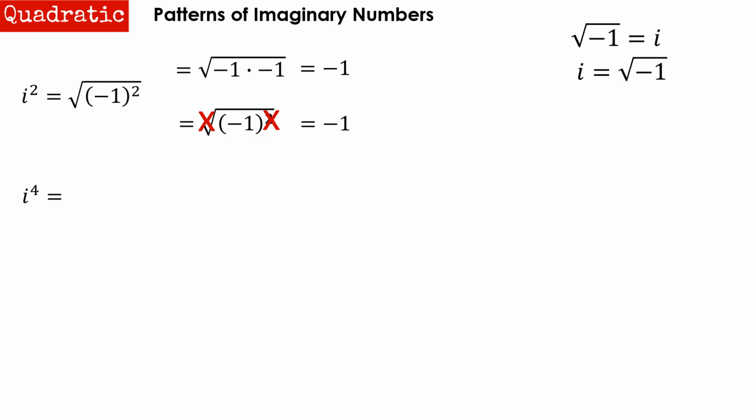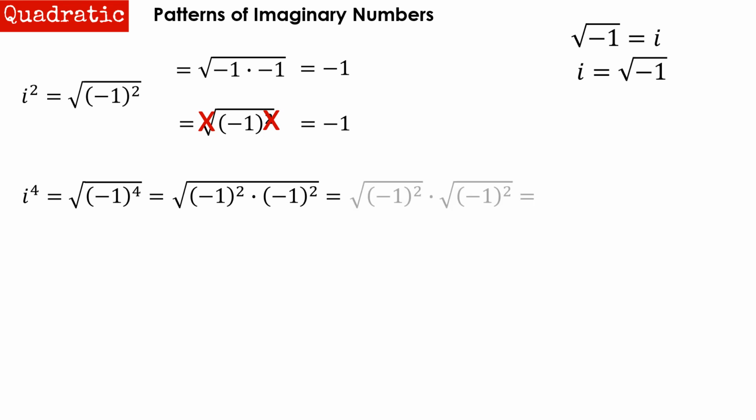Let's look at i to the 4th. That's the same thing as the square root of negative 1 to the 4th. But what we're going to do is kind of sneaky. We're going to break up the square root of negative 1 to the 4th into the square root of negative 1 squared times the square root of negative 1 squared. Yeah, we're going to use some of our old exponent rules. When we break it up, the square root of negative 1 squared is negative 1, times the square root of negative 1 squared is negative 1, so that gives us 1. That means i to the 4th is 1.